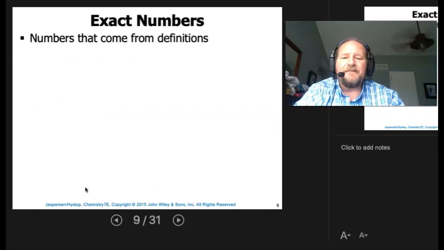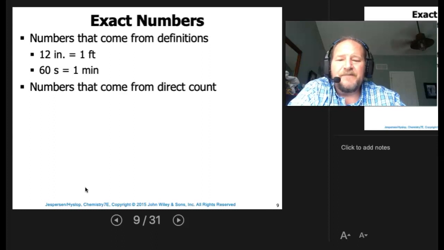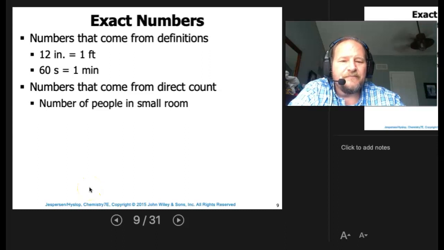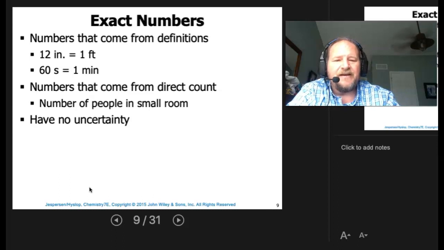All right, exact numbers. Numbers that come from definitions. In other words, 12 inches is exactly 1 foot. 60 seconds, exactly 1 minute. Numbers that can come from direct count. In other words, the number of people in a small room. Right? There's no uncertainty here. You know exactly how many are there.